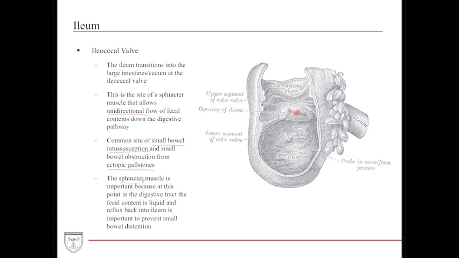The sphincter muscle at the ileocecal valve is important because at this point in the digestive tract, the fecal content is considered to be mostly liquid. Most of the water is absorbed in the colon, and since the water is not yet absorbed, it's a very liquid stool. In order to prevent this liquid regurgitation, this sphincter has to be pretty tight to stop this reflux.